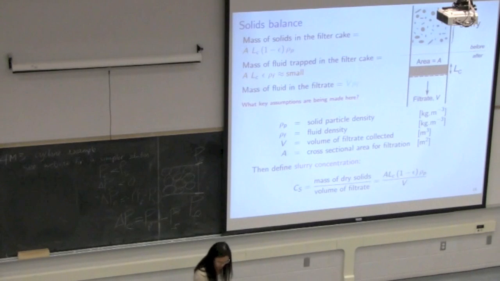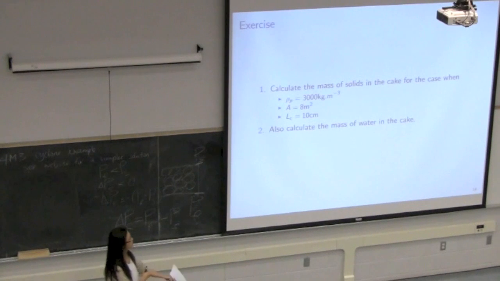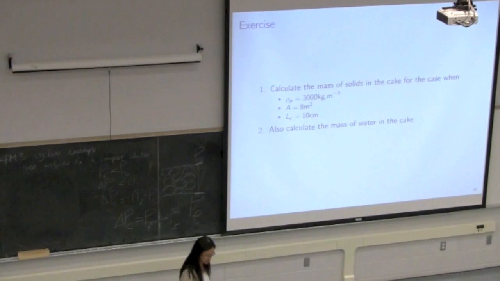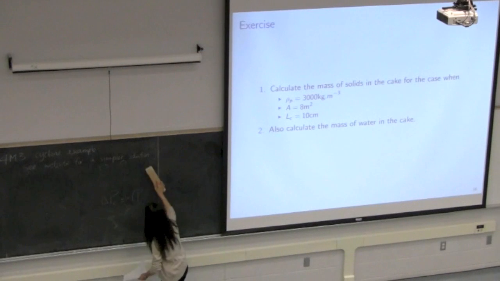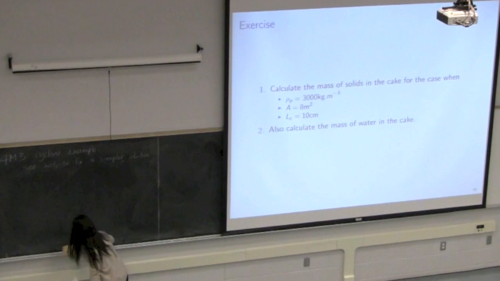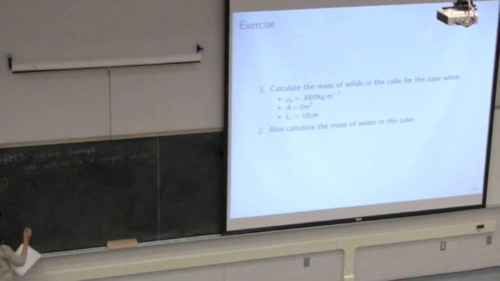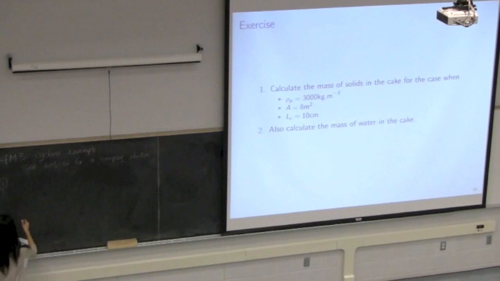So now that we know those equations, we can do a calculation. This is a really simple calculation. Let's find the mass of the solid in the cake for the given parameters. You've got these calculators, and you can use 30 seconds to do that.